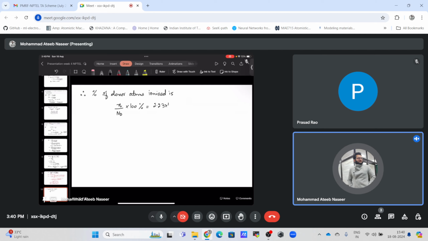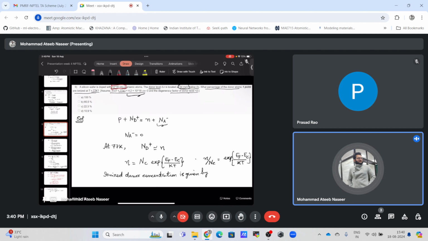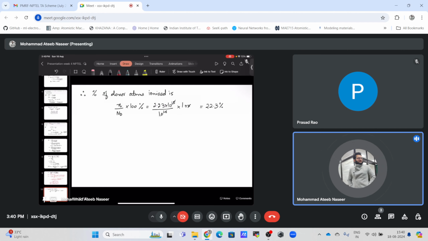2.23 into 10 to the power of 15, and Nd is 10 to the power of 60 into 100. So this will cancel, and we will be left with this thing only, and it is 22.3%. Okay, so it's 22.3%, and option C is matching our results, so we have got the correct option. So 22.3% of impurities have ionized.